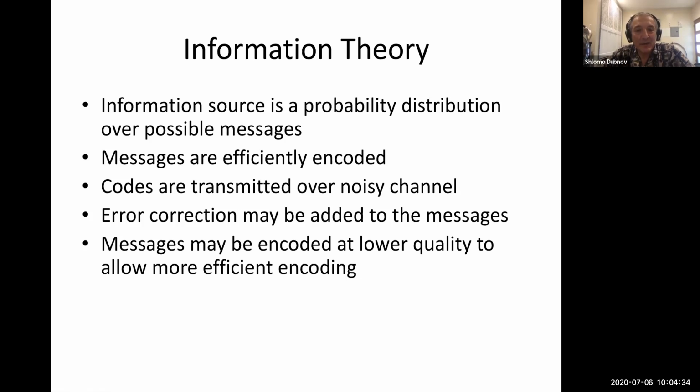You might be willing to compromise on the original quality of your picture or your sound recording or music recording to get a lower rate. You basically compress for the purpose of either storage or transmission. So you can encode a message more efficiently if you're willing to compromise the quality. So this is an overall setting of information theory.